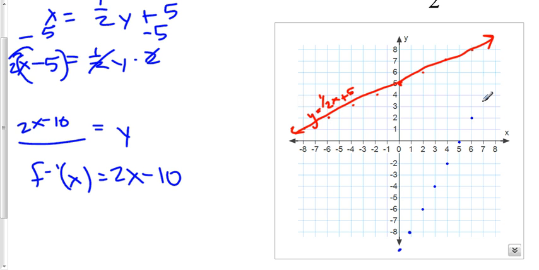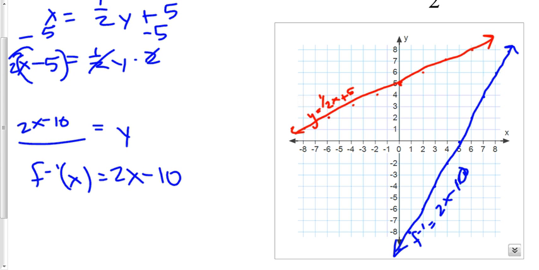Up 2 over 1. Here we go. Okay, good enough. Here's our line. Okay, so the red is the original, the blue is the inverse function. F inverse equals 2x minus 10. There we go. 2x minus 10.